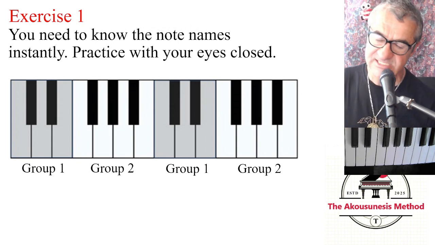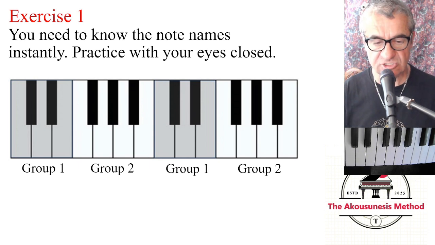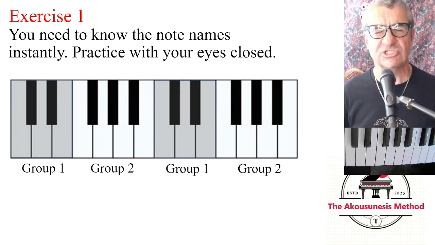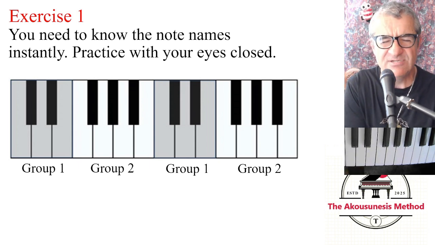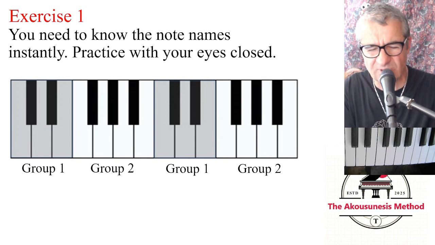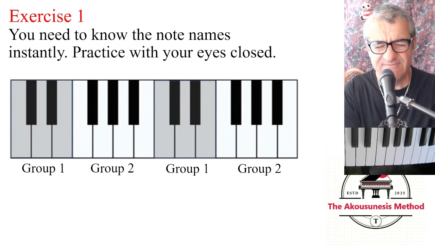Okay. So these are exercises you can do at home, and you can do this anywhere without a piano. Just shut your eyes, visualise group 1, visualise the 2 black notes with the 3 white notes, and start visualising and say them. So we close our eyes and we just look.